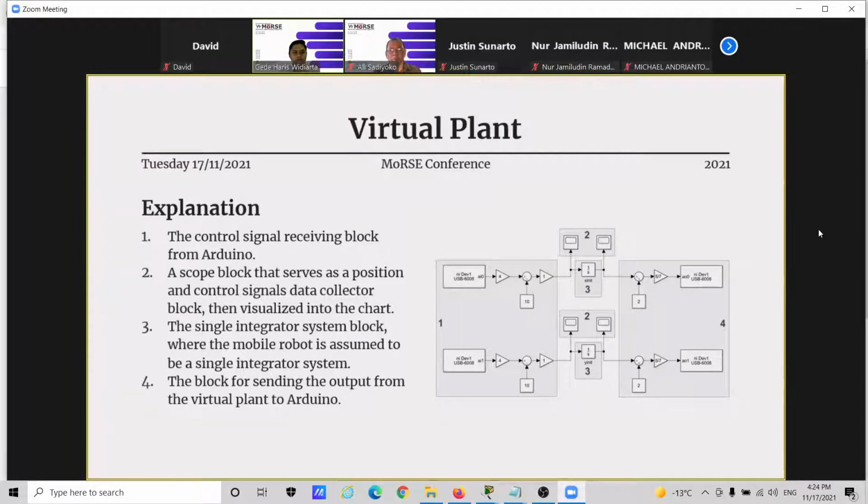Okay, here's the virtual plant. I explain it and describe it in 4 parts. So the first block is the control signal receiving block from Arduino. And then the second block is a scope block that serves as a position and control signal data collector, then visualized into a chart. And then the third is the single integrator system block, where the mobile robot is assumed to be a single integrator system. And the last block, block number 4, is the block for sending the output from the virtual plant to Arduino.